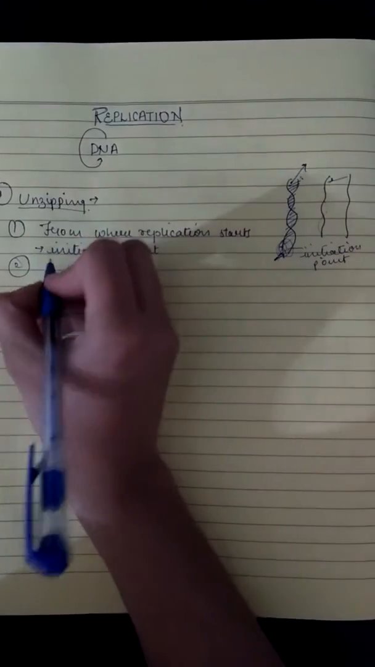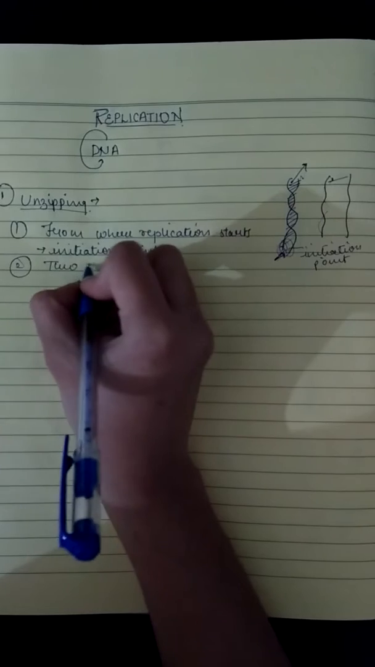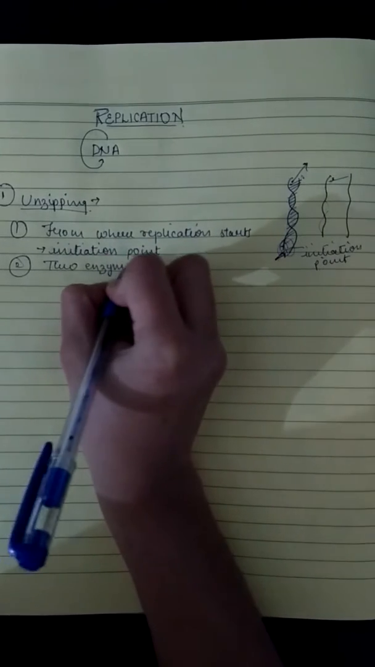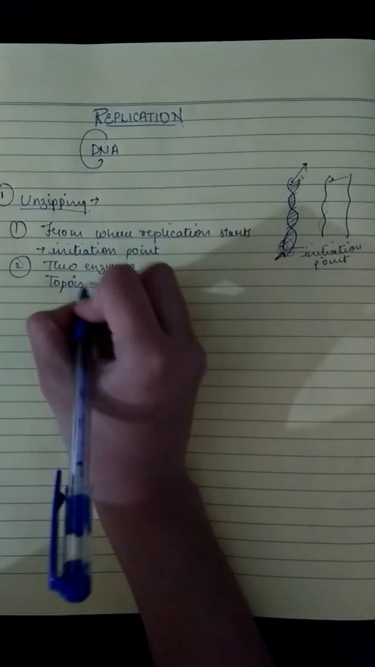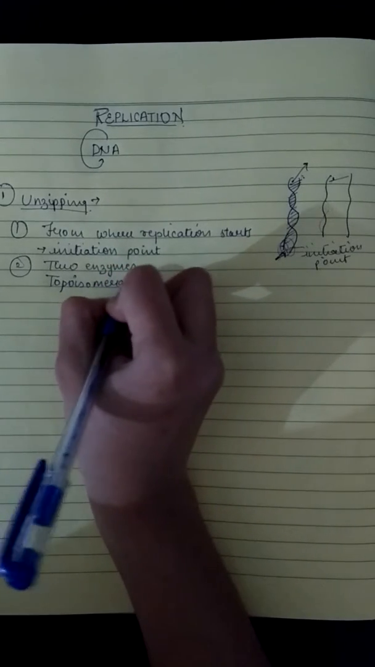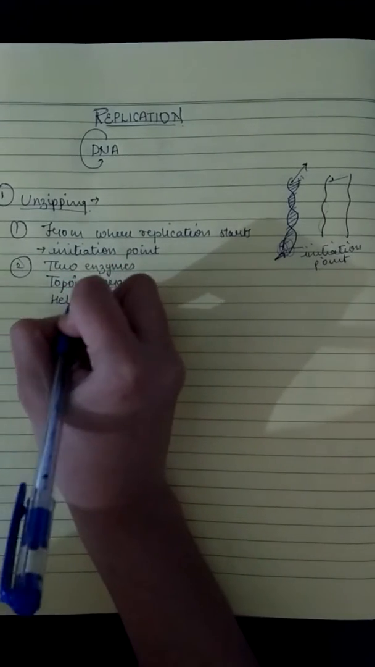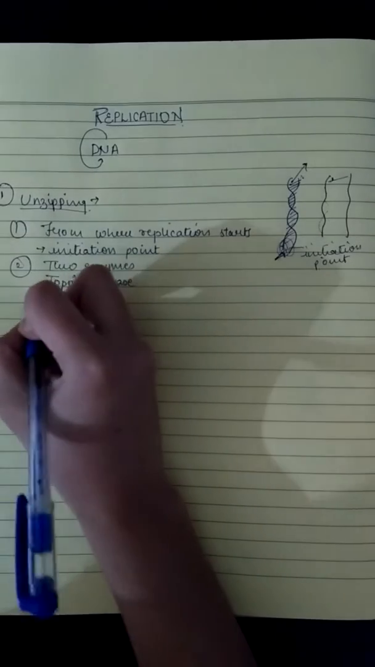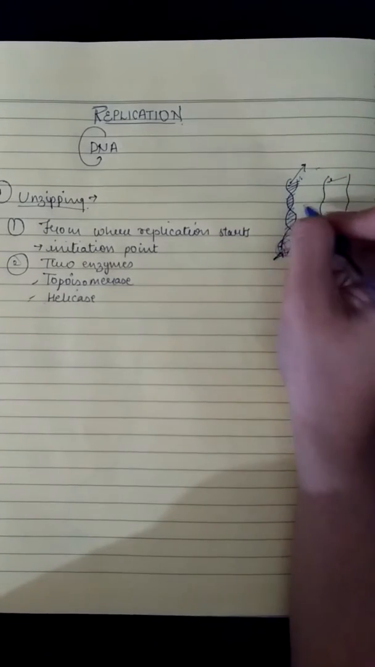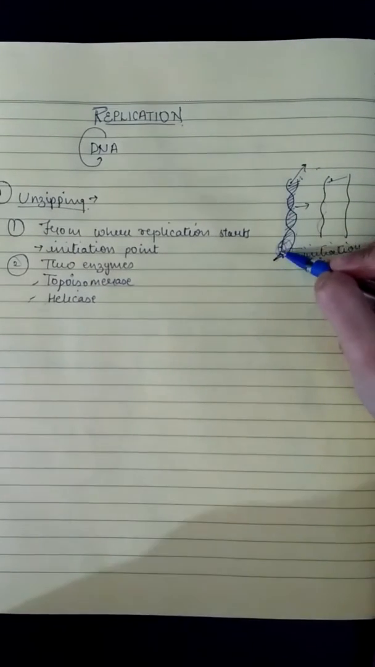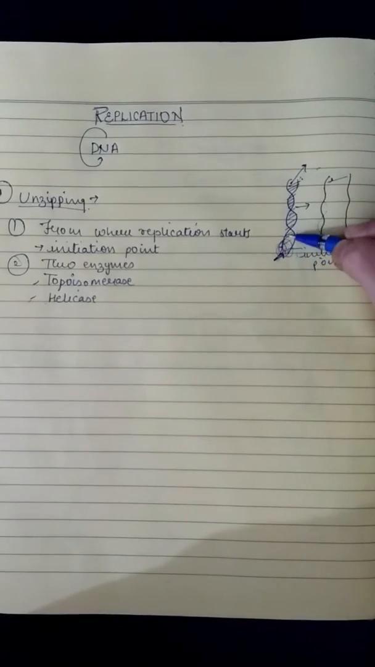So for breaking hydrogen bonds, two enzymes are involved. Two enzymes, that is topoisomerase and helicase. These two enzymes act on these chains and break the hydrogen bonds in between them. So this is the initiation point. From here, enzymes start acting on it and they start breaking these hydrogen bonds from this point.